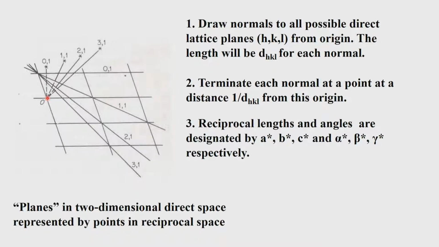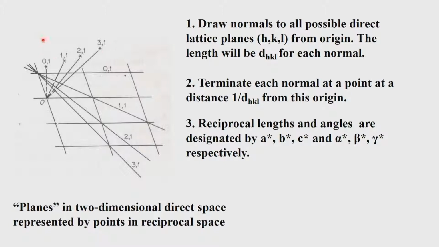Now, the next step is to draw normals to all possible direct planes from the origin. We have drawn 4 direct planes 0, 1, 1, 1, 2, 1 and 3, 1, and we are now going to draw all possible normals to these. What do we mean by normal? That should come at 90 degrees to the diagram which we have drawn. So, you get a 0, 1 star, a 1, 1 star, a 2, 1 star and a 3, 1 star. These are now perpendicular. You draw the perpendicular to 0, 1, perpendicular to 1, 1, perpendicular to 2, 1 and perpendicular to 3, 1.